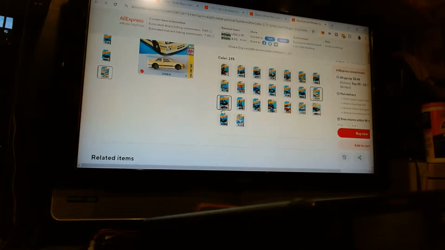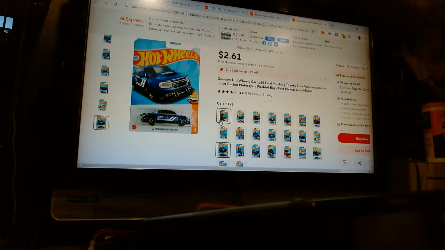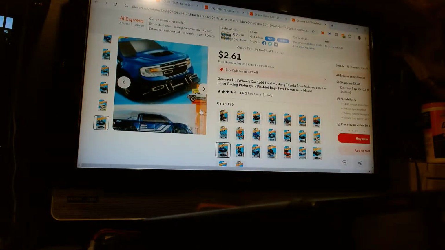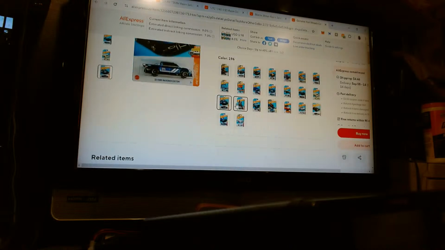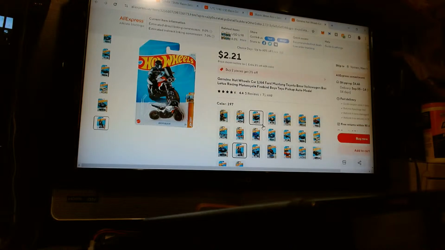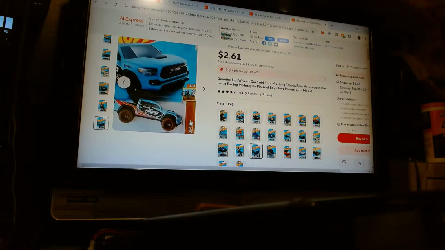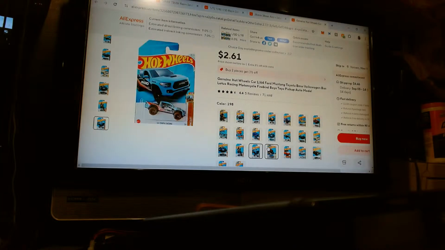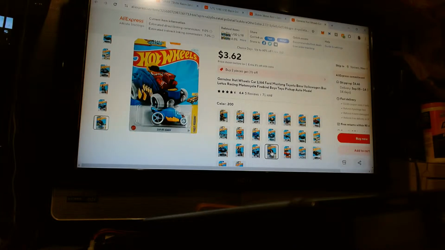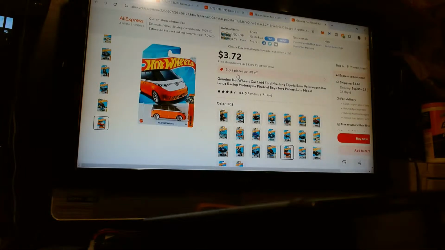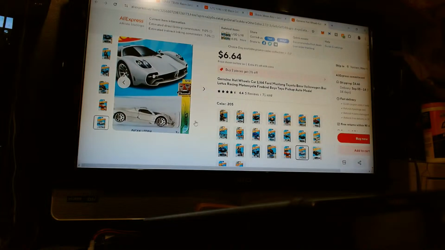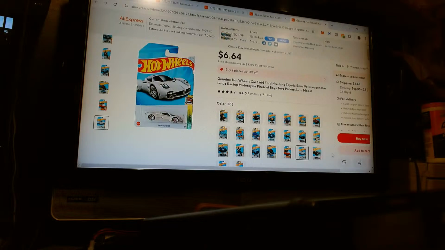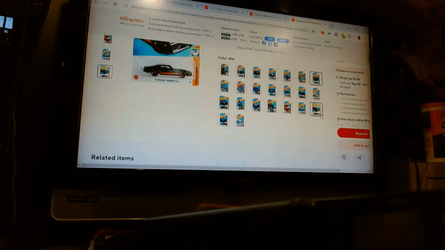So when you buy Hot Wheels, I definitely would go to those places. I would definitely not get Hot Wheels from AliExpress. This is more for other countries. Hot Wheels over here is very inexpensive. In some countries, you can see the prices on these. Look at this, almost $4 for one. I wouldn't pay that much for that. No way I would pay that much for that.